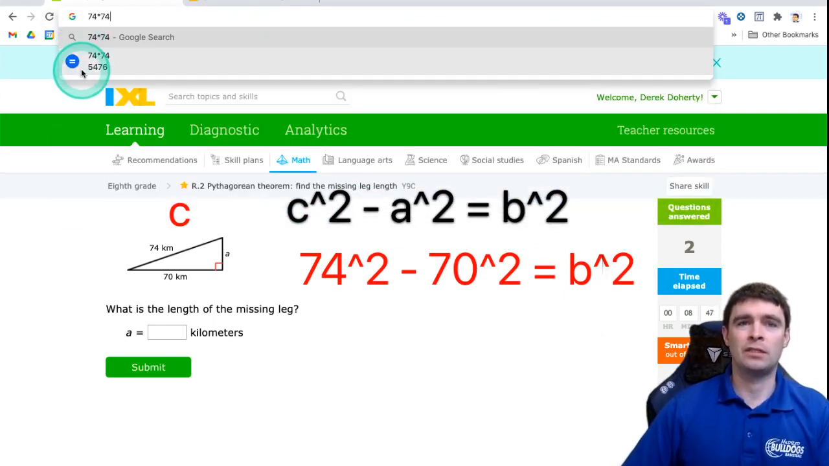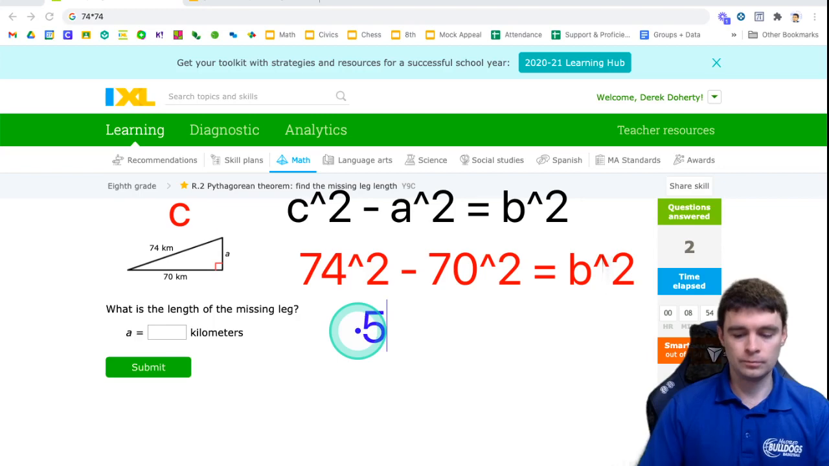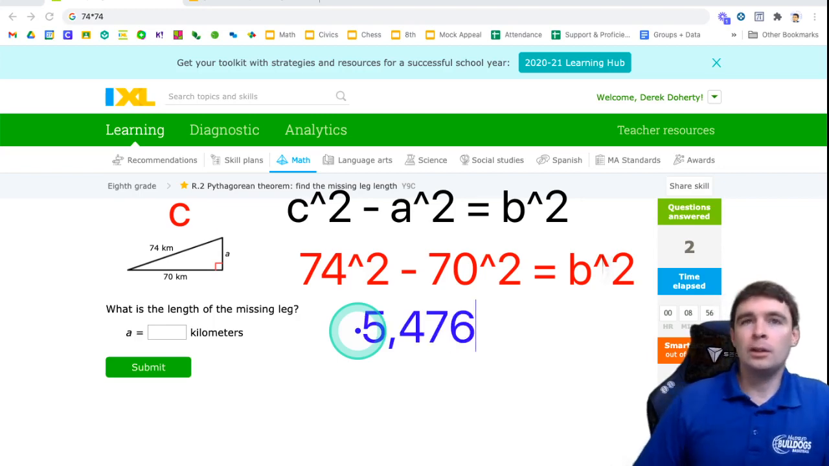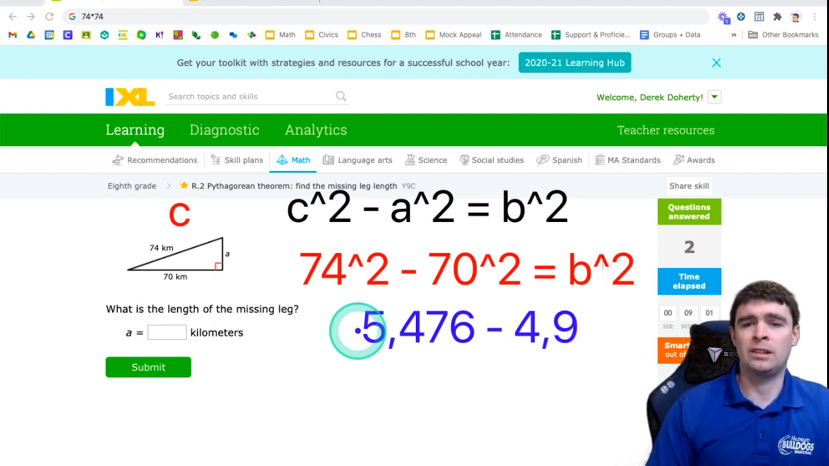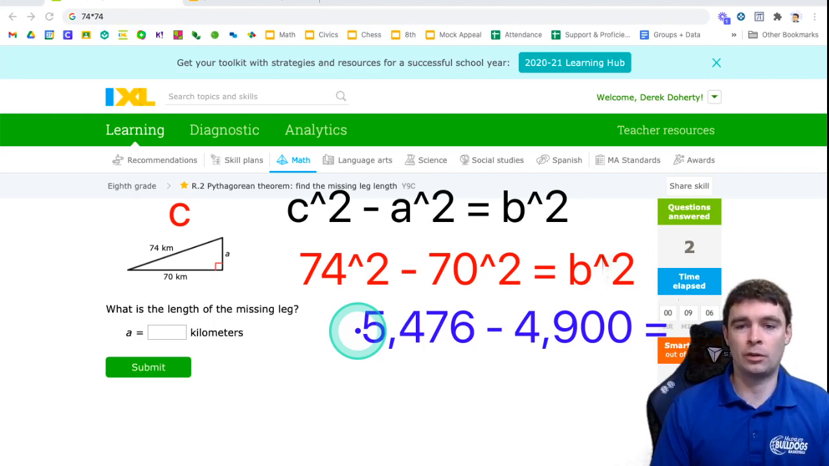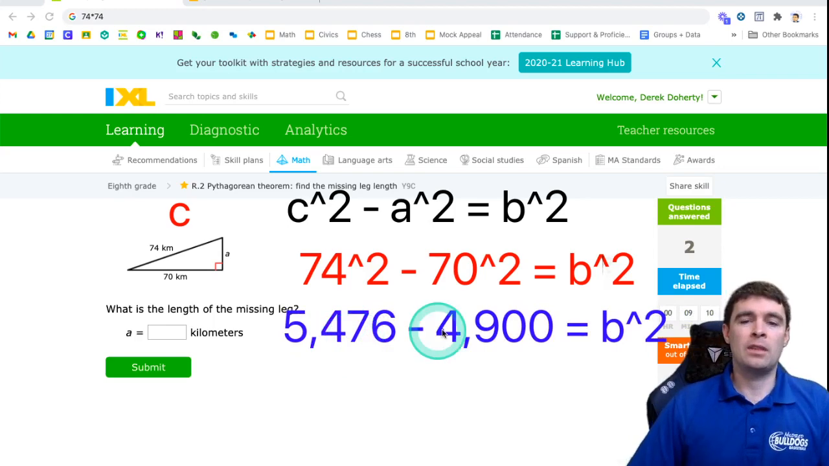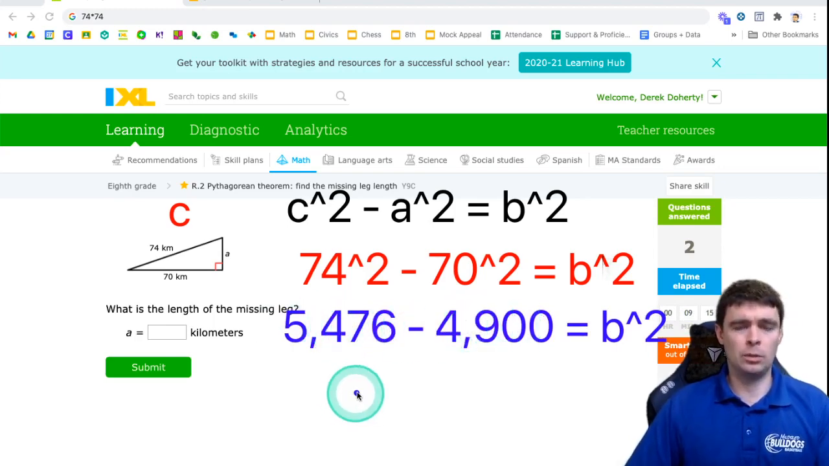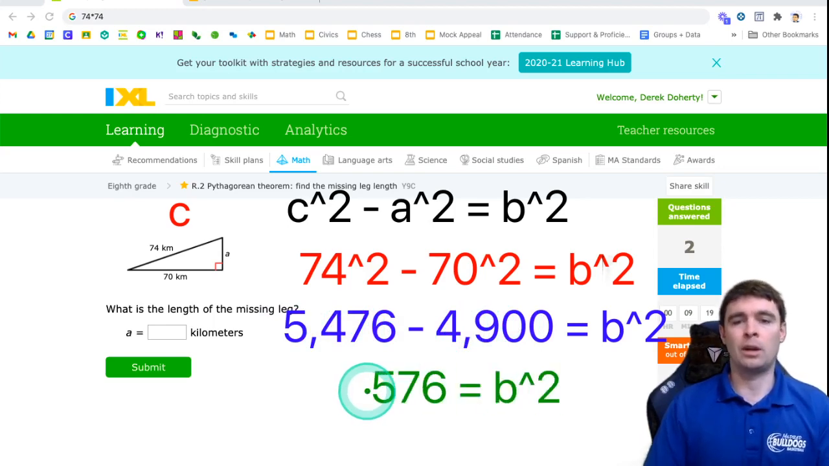Turns out it's 5,476. So I'm going to put that here in blue, 5,476. And you could use a calculator to do 70 times 70, but if I know that 7 times 7 is 49, I know 70 times 70 must be 4,900. Now at this point we need 576. That would get us the difference between these two. You could use a calculator for sure to be doing that, and that's equal to b squared here.